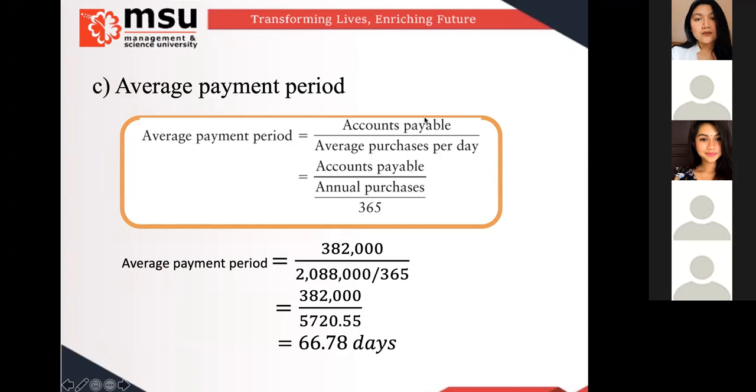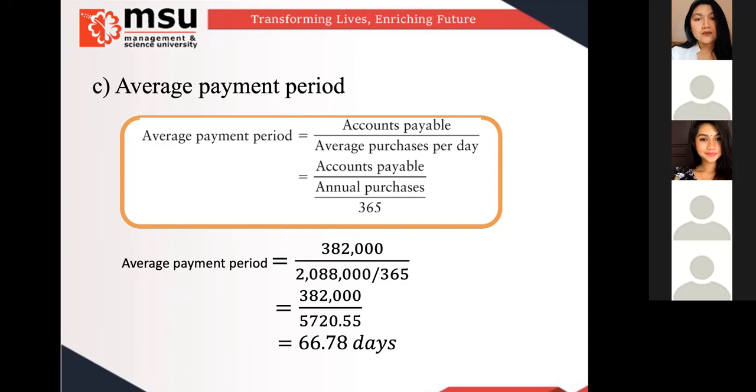5720.55. So account payable, you take it from the liabilities, which is 382,000 divided by 5720.55. So the answer is 66.78 days. So what does that mean? It means that the pilot company needs about 66.78 days to pay their supplier.